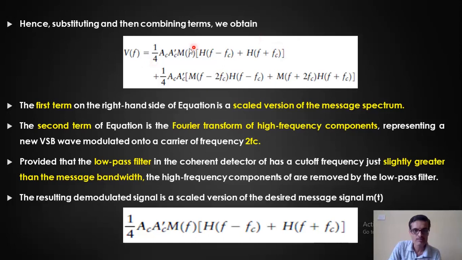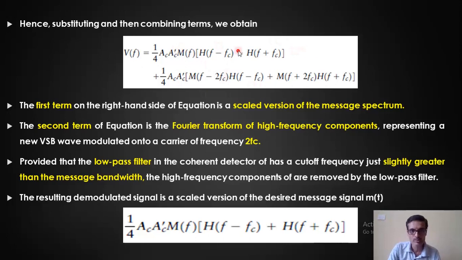The first term is nothing but the scaled version of m of f. H of f minus Fc, H of f plus Fc means it is nothing but the frequency response of the filter shifted by plus Fc and minus Fc, which actually is going to change the amplitude part of this m of f. That's it. So this is a scaled version of m of f. So the first part is the low frequency component.